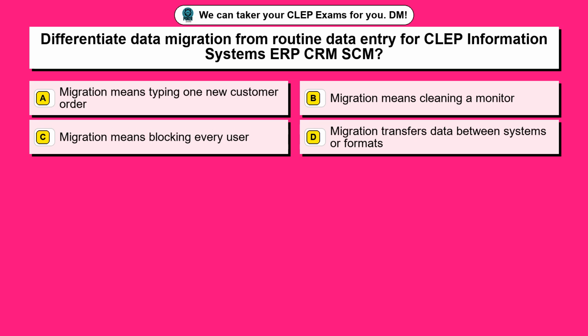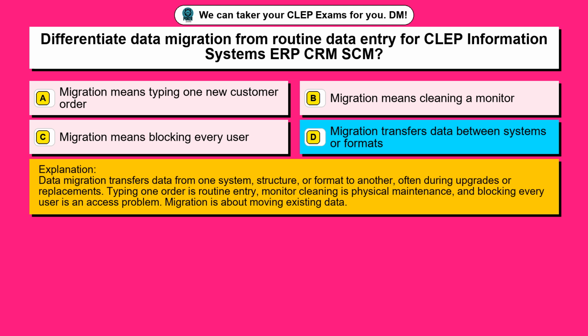Question 88. Differentiate data migration from routine data entry for CLEP Information Systems ERP CRM SCM. Option A. Migration means typing one new customer order. Option B. Migration means cleaning a monitor. Option C. Migration means blocking every user. Option D. Migration transfers data between systems or formats. The correct answer is Option D. Migration transfers data between systems or formats.